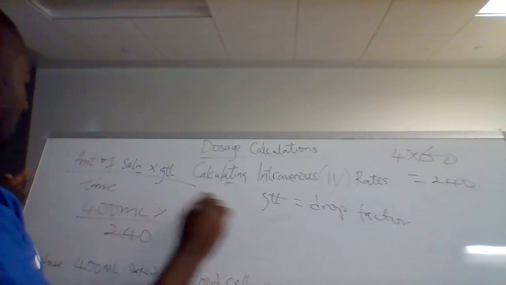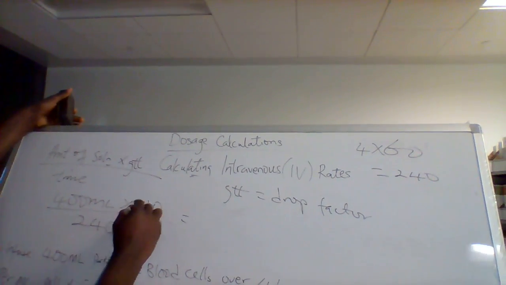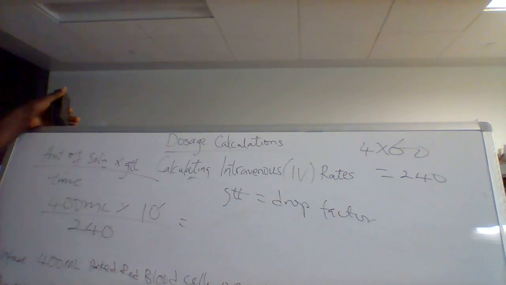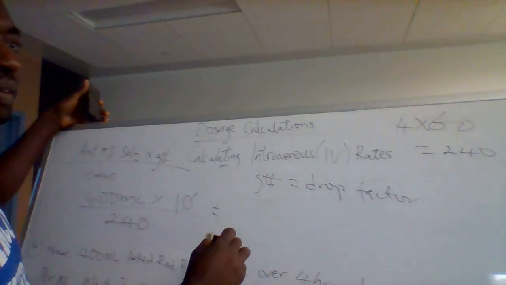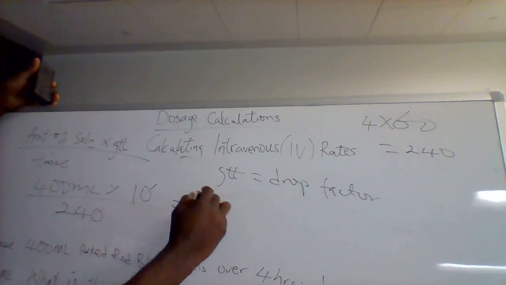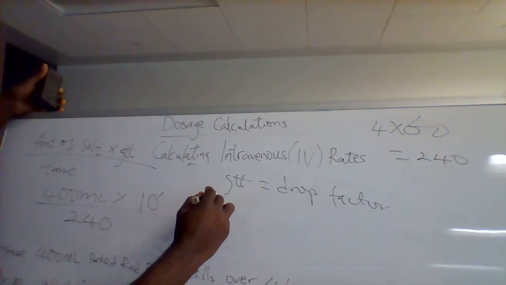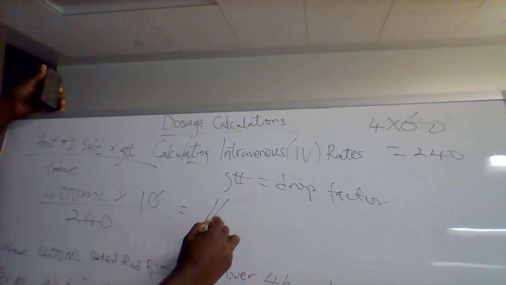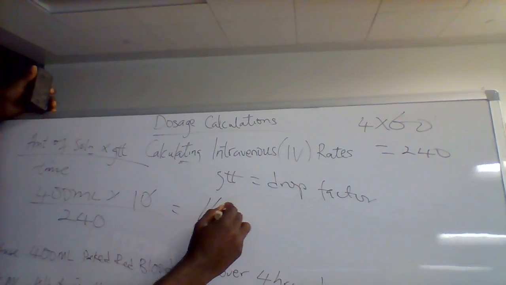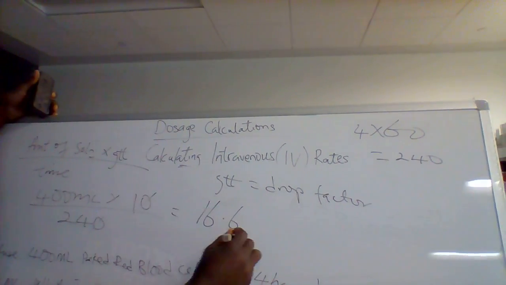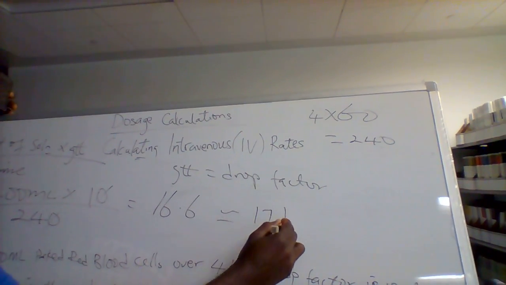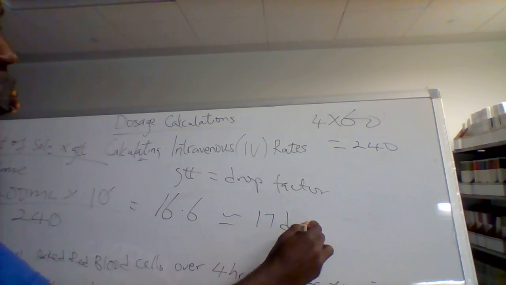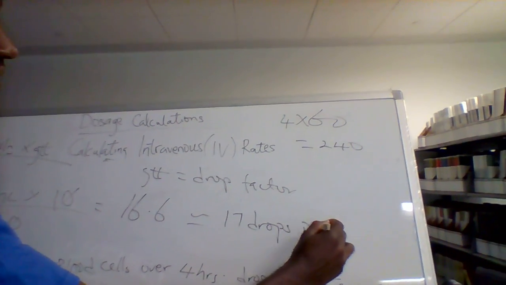The zero here and the zero there cancel each other out. 400 ml divided by 24 gives us 16.6, which is approximately 17 drops per minute.